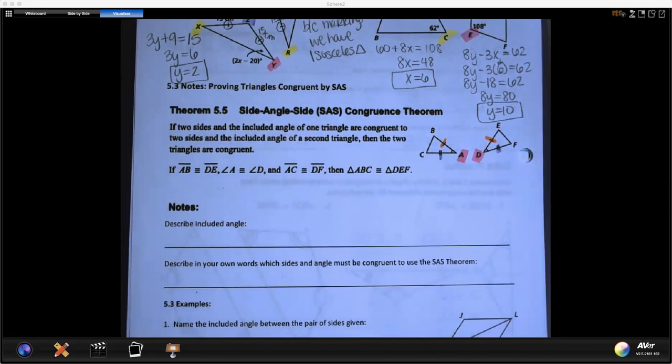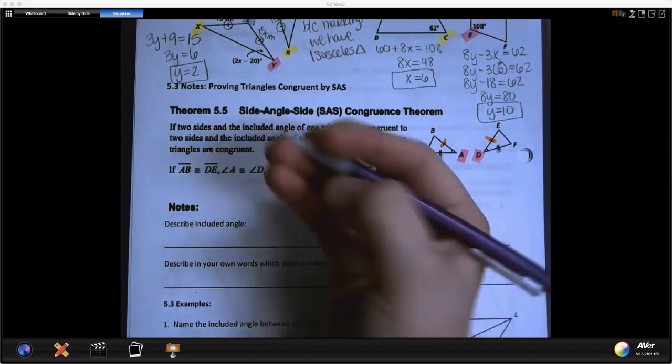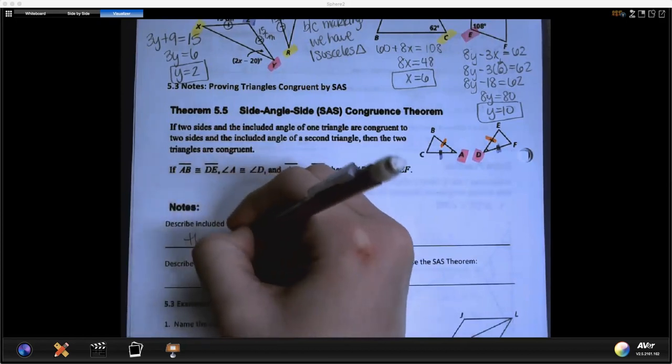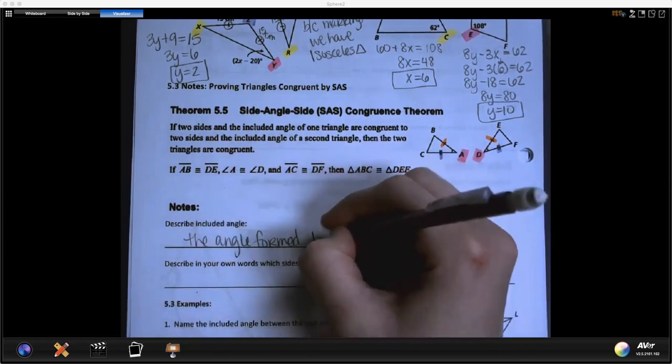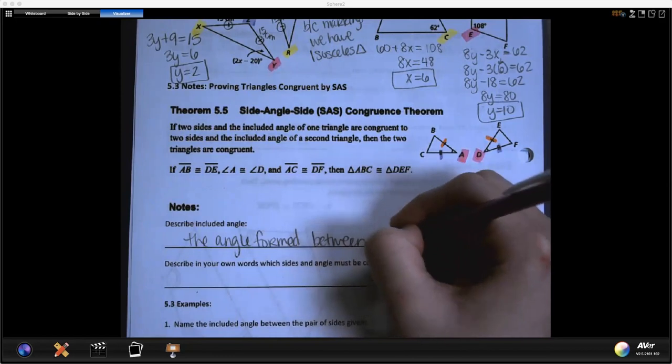So in the definition, it talks about an included angle. Based on the definition, based on the picture, what can you interpret that included angle means? If 2 sides and the included angle of one triangle are congruent to 2 sides and the included angle of that triangle, they're congruent. What does included mean? Basically the angle formed by the 2 lines meeting. Good job, yeah. The angle formed between the 2 sides of the triangle.